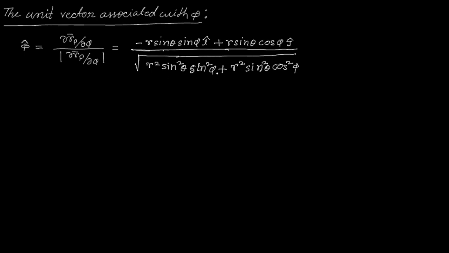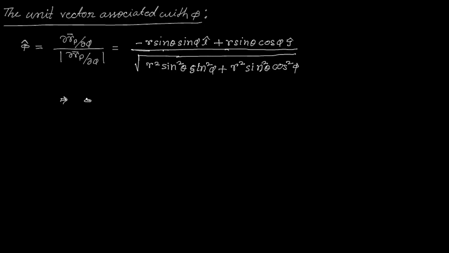So again, take a look at the denominator part. From both terms we can take r square sine square theta common. Then we'll get sine square phi plus cos square phi, that will give you 1. So finally this denominator will be under root of r square sine square theta, and outside the square root we'll get r sine theta. Both the terms have r sine theta, so we can cancel it out from denominator and numerator, then we'll get phi cap.